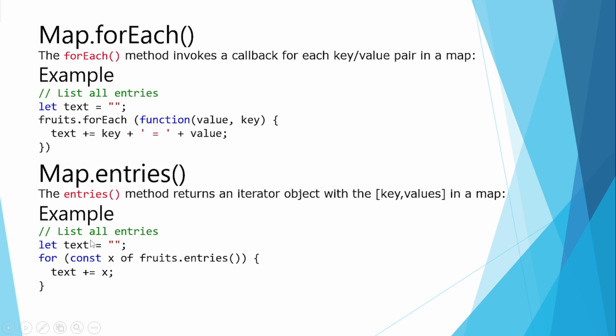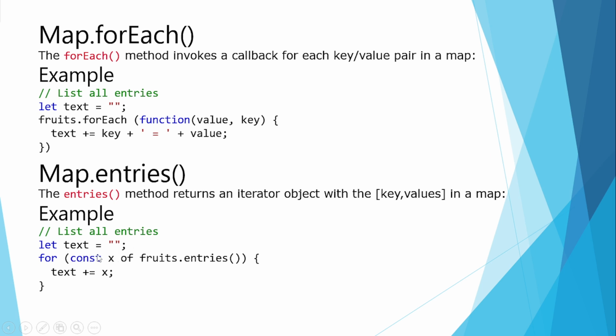For example, here we can see list all entries. If you want to see all the elements that are present in our map, then by using the entries method we can return our key value pairs. Like here, if you want to see all the entries in our fruit map, whatever value is present, by using the entries method we can check all the values.